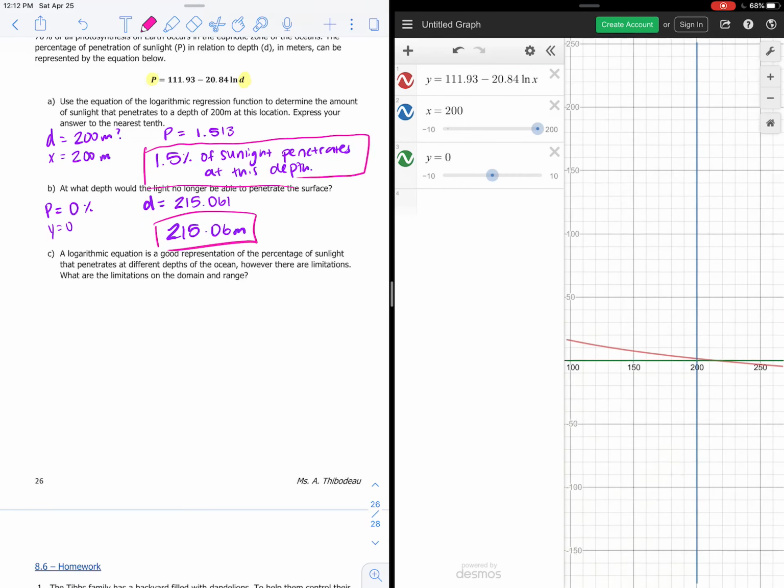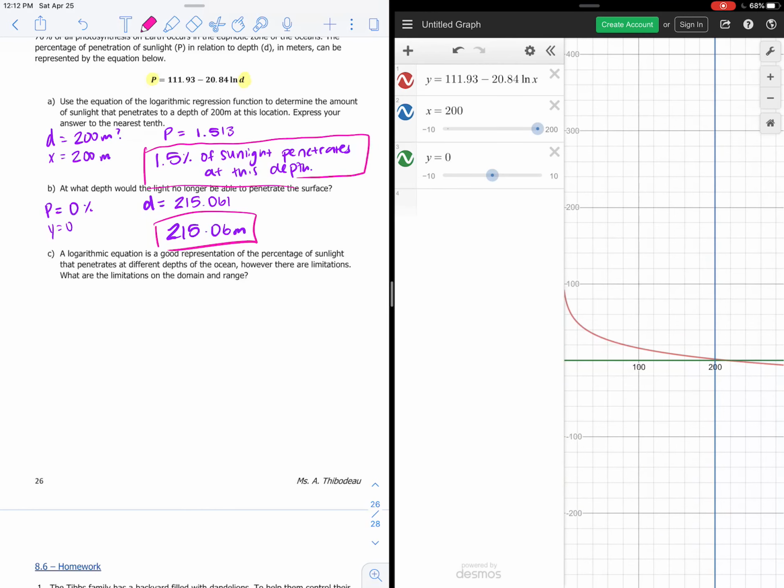All right. A good logarithmic equation is a good representative of the percentage of sunlight that penetrates at different depths of the ocean. However, there are limitations. What are the limitations on the domain and the range? So similar question to before, and we will break it down. And in this case, we could actually figure out the domain and the range, so we'll kind of do that at the end there after we figure out what the restrictions are.